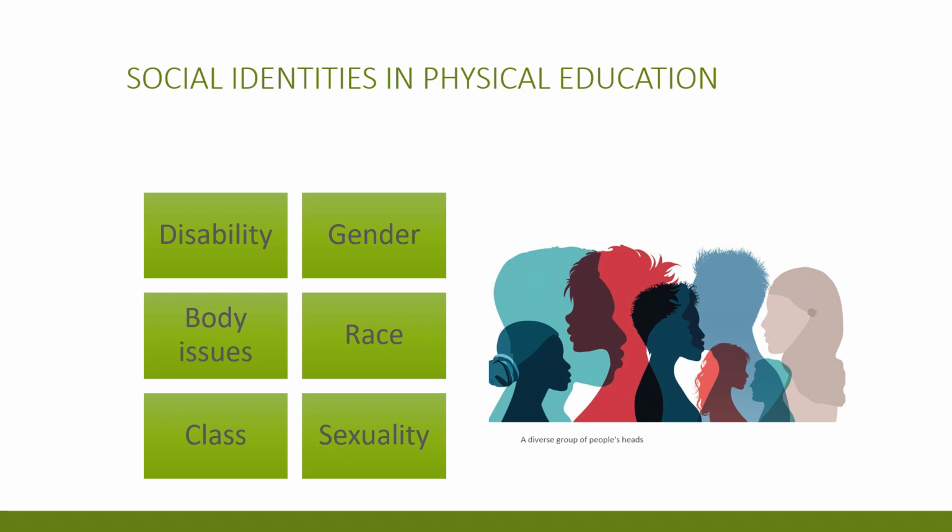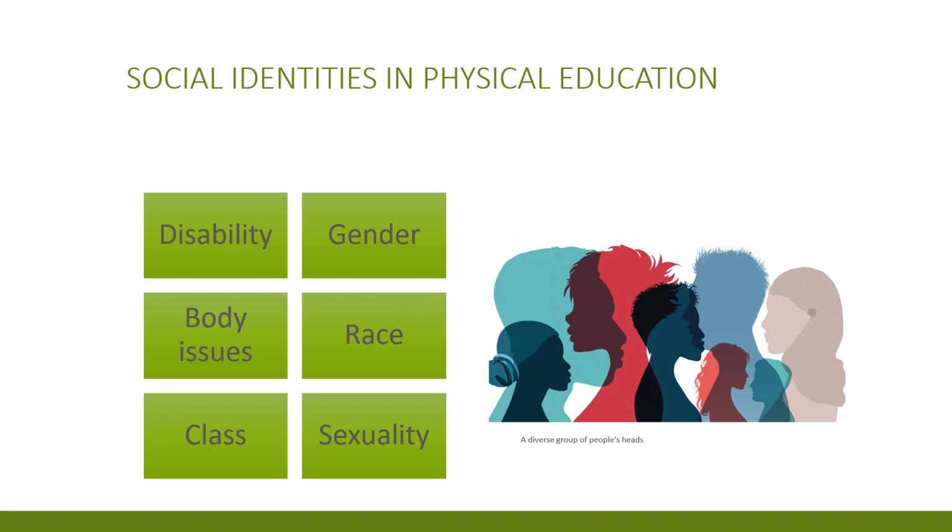Social identities that can impact experiences in physical education. Some of those social identities are disability, which may affect access, participation, and inclusion. And it highlights the need for adaptive physical education as well as inclusive practices. Gender can influence our expectations and activity choices as well as levels of encouragement. There are stereotypes that may affect confidence and participation, especially for girls and gender diverse students.